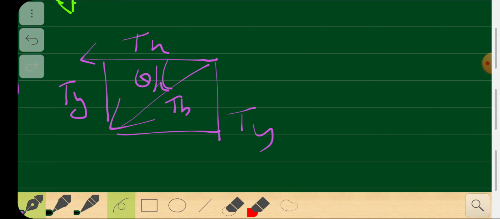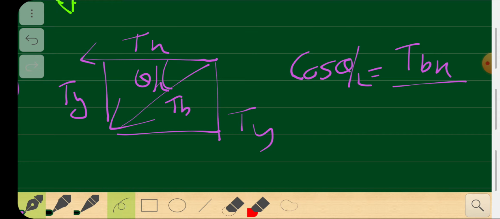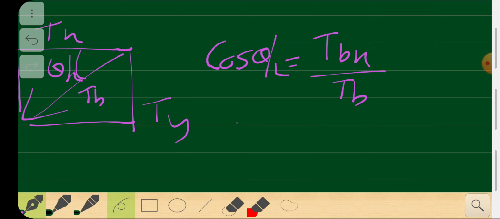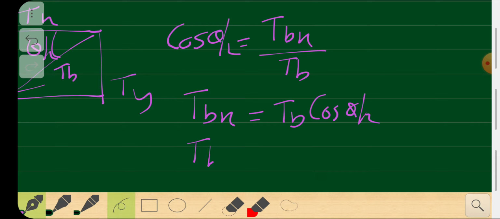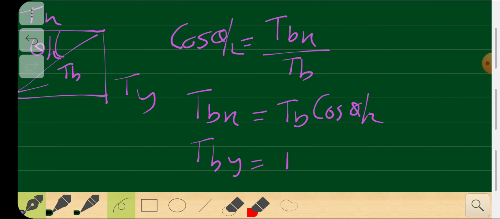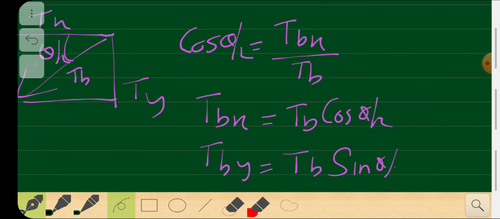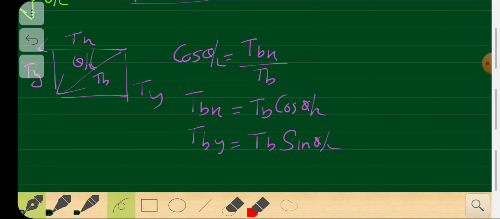So now we can say cos of theta by 2 is equal to T of buoy in the x direction divided by the magnitude of T of buoy. So T of buoy in the x direction is T of buoy times cos theta by 2. Similarly, T of buoy in the y direction is T of buoy times sine theta by 2. Okay, we got that.